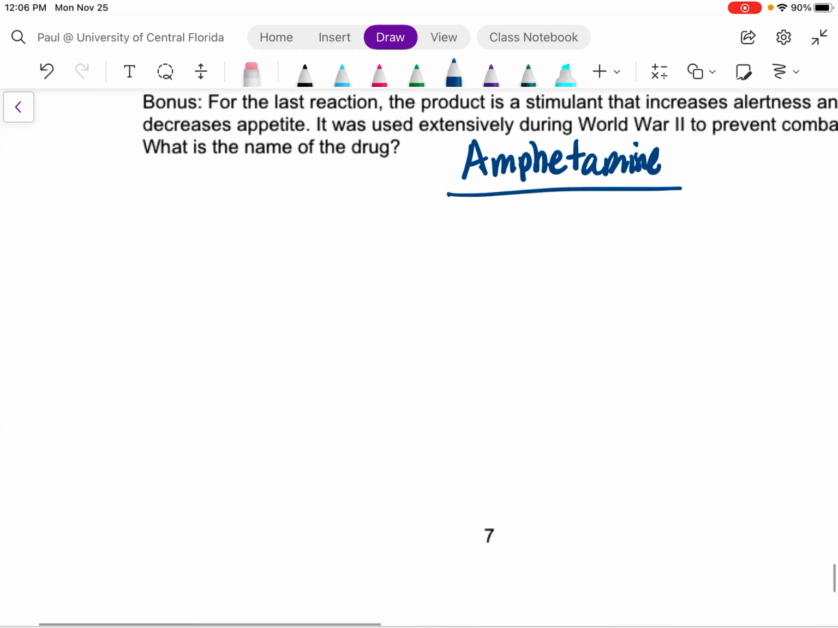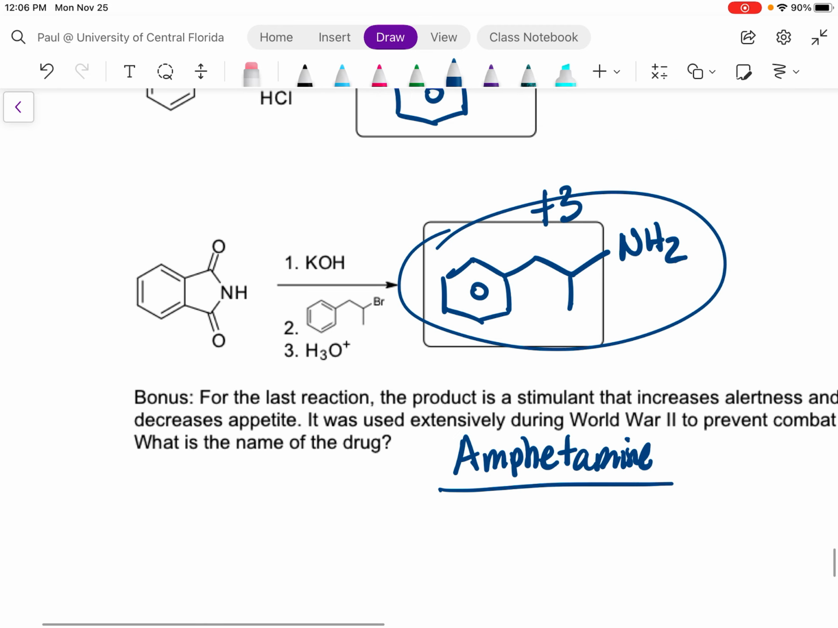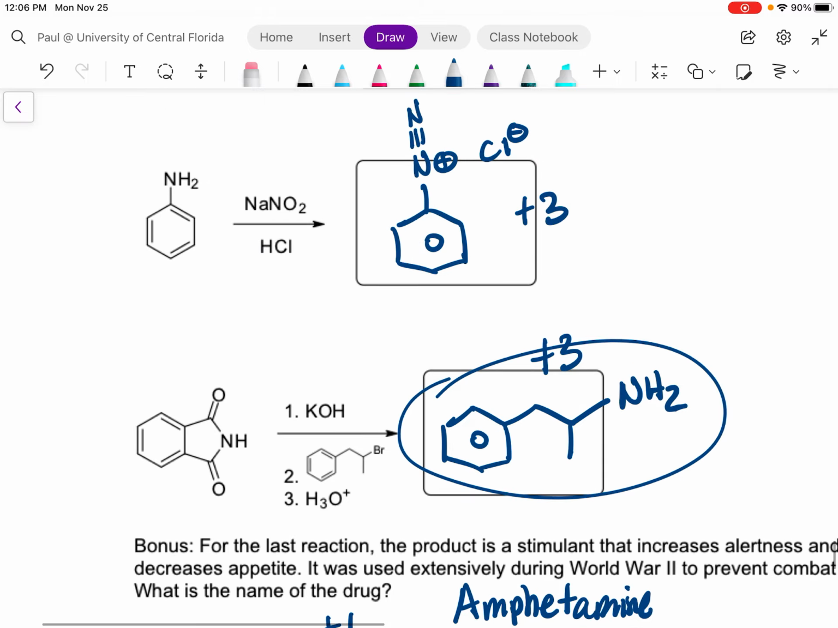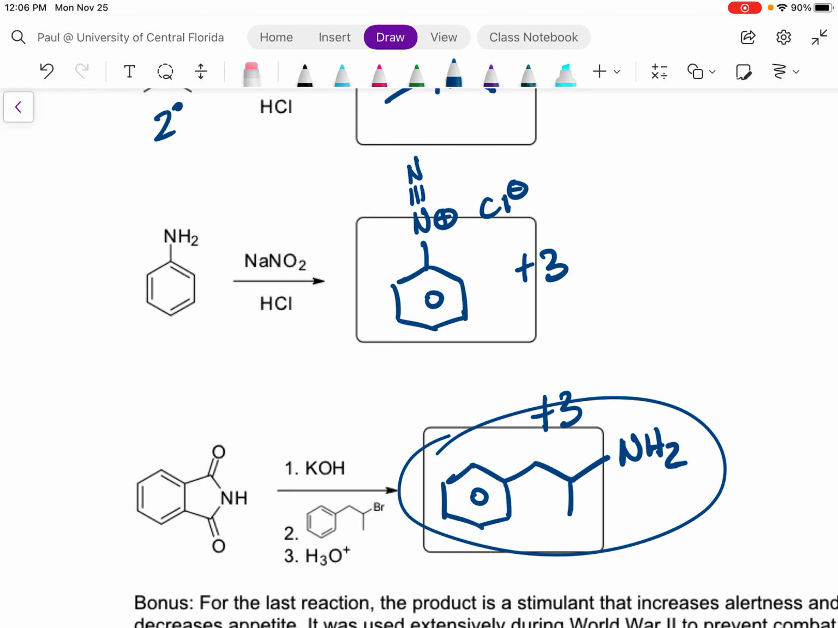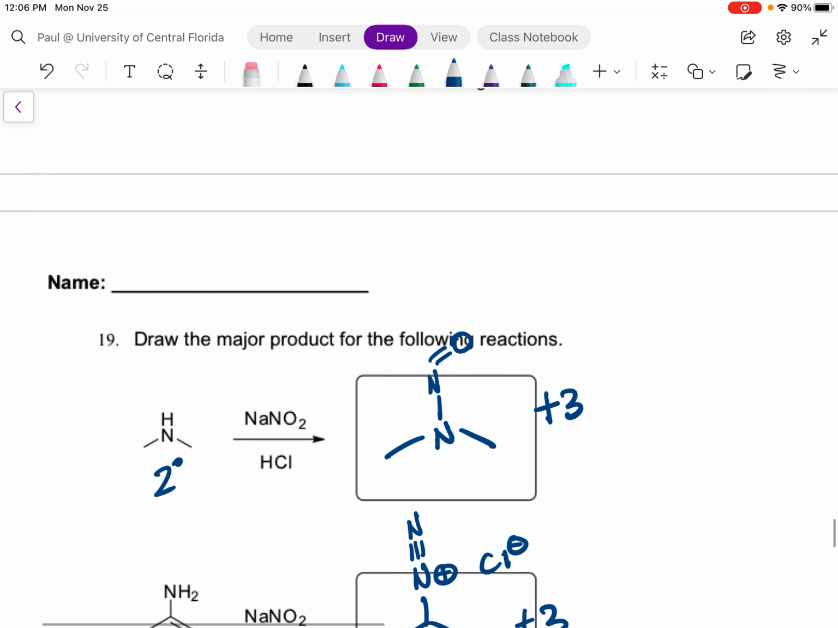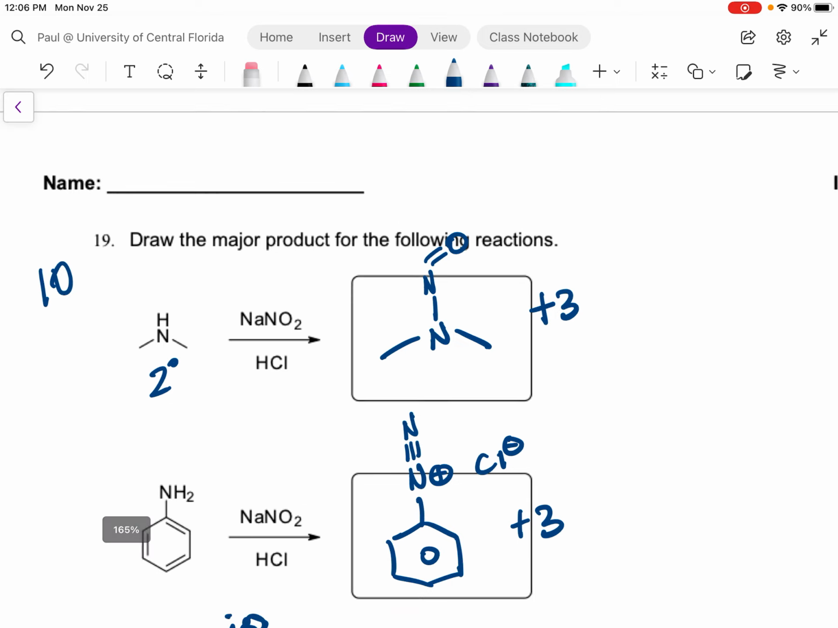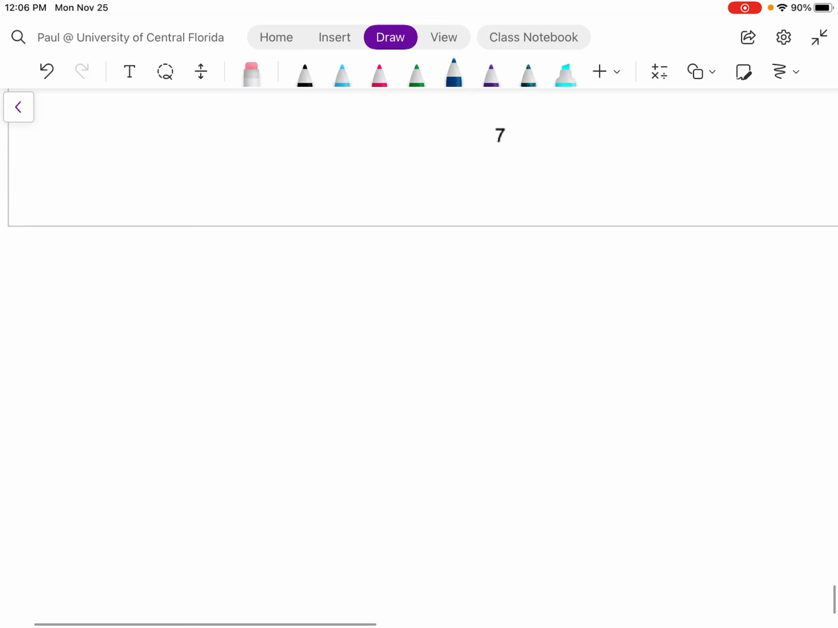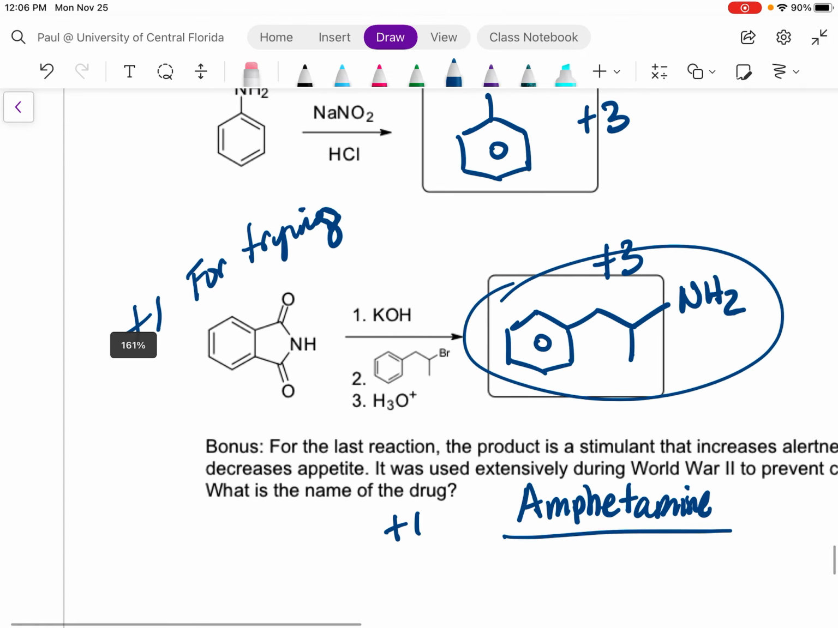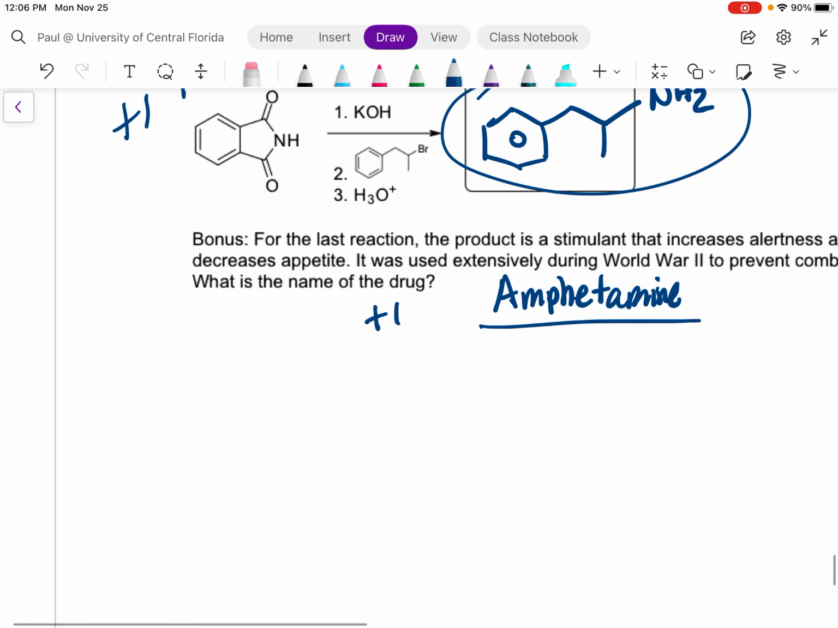Okay, so for that you got an extra 1 point if you answered that correctly, and then you got 1 point for trying. Okay, so question 19 is out of 10 points with a possibility of getting a 1 point bonus. And let's see, and that's it. Okay.